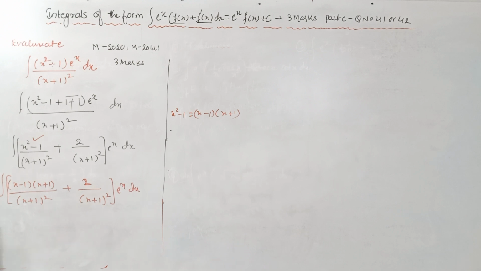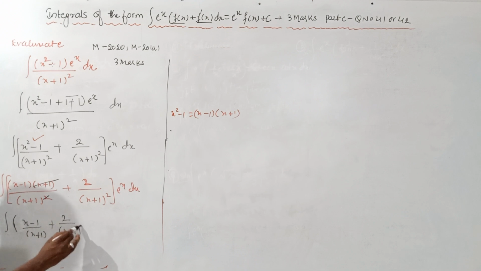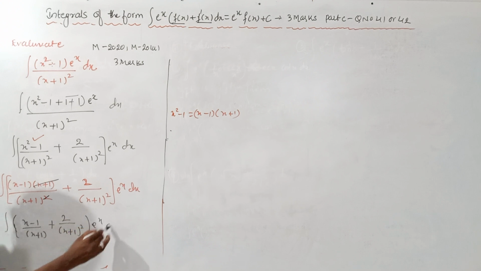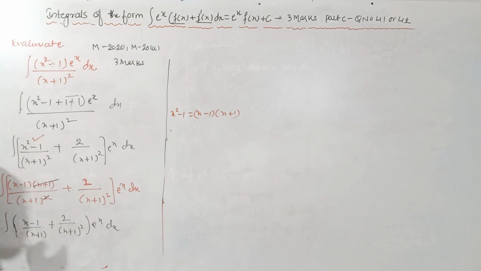Now see here, x plus 1 in the numerator and one in the denominator get cancelled. After cancelling, what is remaining here is x minus 1 divided by x plus 1, plus 2 divided by x plus 1 whole square, into e raised to x dx. Now this is f of x and its derivative is f dash x.